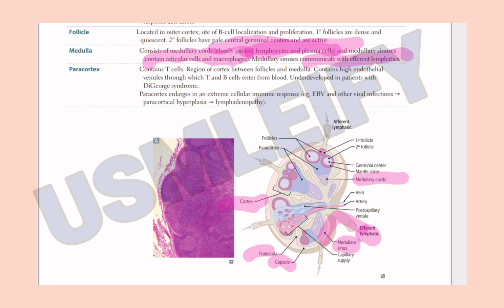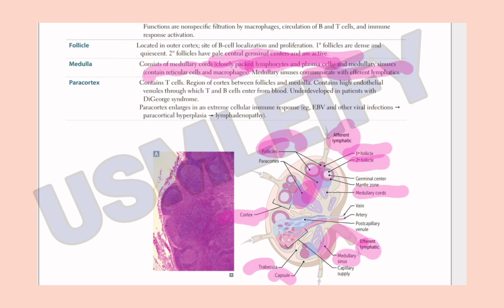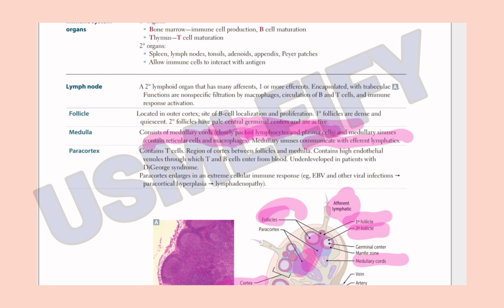Capsule, trabeculae, cortex, the region between cortex and medulla, paracortex, efferent lymphatics, follicles, primary follicles dense, secondary follicles pale and active. This is all about the structure of the lymph node.